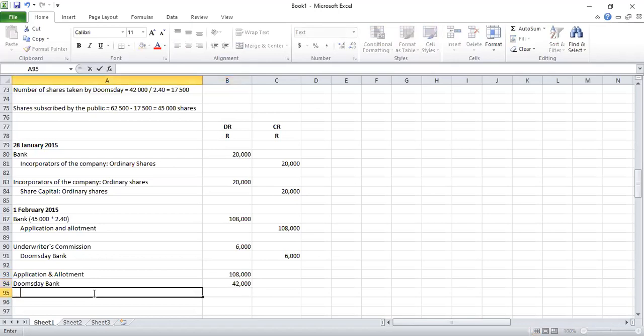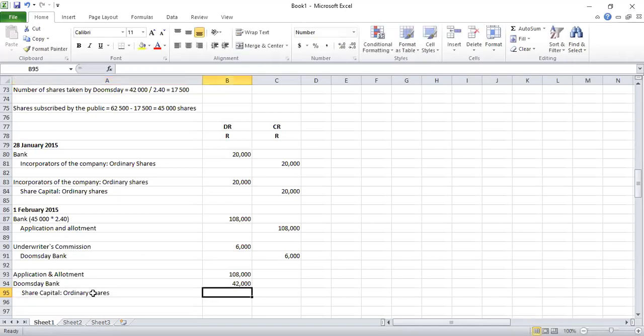Then we credit share capital, ordinary shares. So by this, we are saying the other 108 is coming from these other shareholders. We received it from the public. Then the other 42, we're debiting Doomsday because we're saying they are the ones taking up the shares.